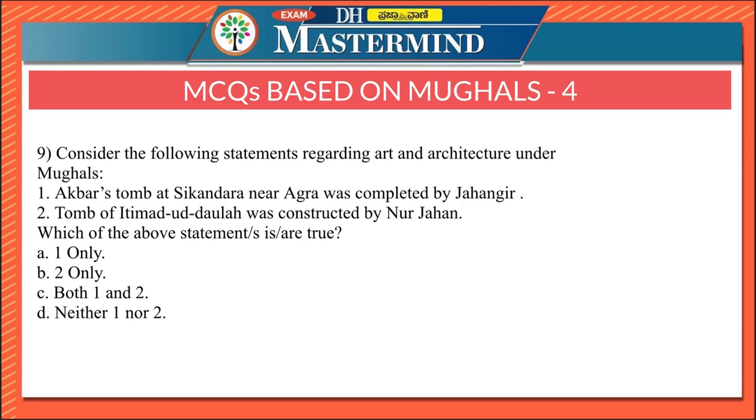Ninth question says, consider the following statements regarding art and architecture under Mughals. Akbar's tomb at Sikandara near Agra was completed by Jahangir. Tomb of Itimad-ud-Daula was constructed by Nur Jahan. Both the statements are correct here. Therefore, the right option is option C, both 1 and 2. Humayun's tomb was constructed during the reign of Akbar and it had a massive dome of marble. This is considered a precursor for Taj Mahal. Akbar's tomb at Sikandara near Agra was completed by Jahangir, while Nur Jahan built the tomb of Itimad-ud-Daula, who was her father.